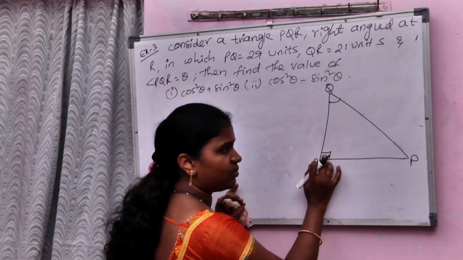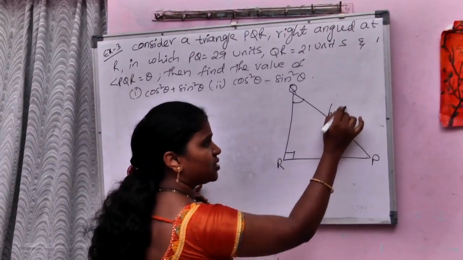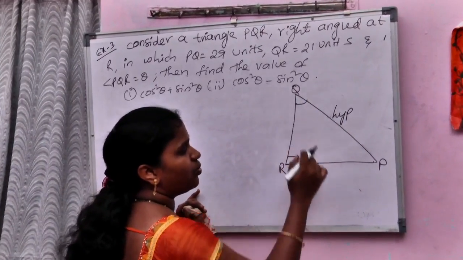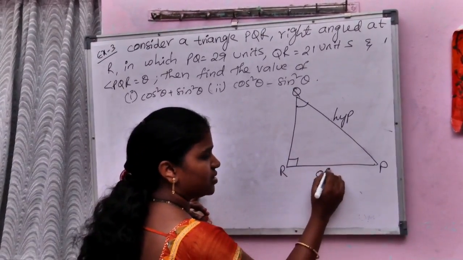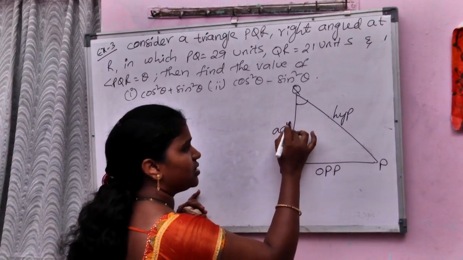So first let us name the sides of a triangle. The side opposite to the right angle is called the hypotenuse, the side opposite to the acute angle is called the opposite side, and the side adjacent to the acute angle is called the adjacent side.